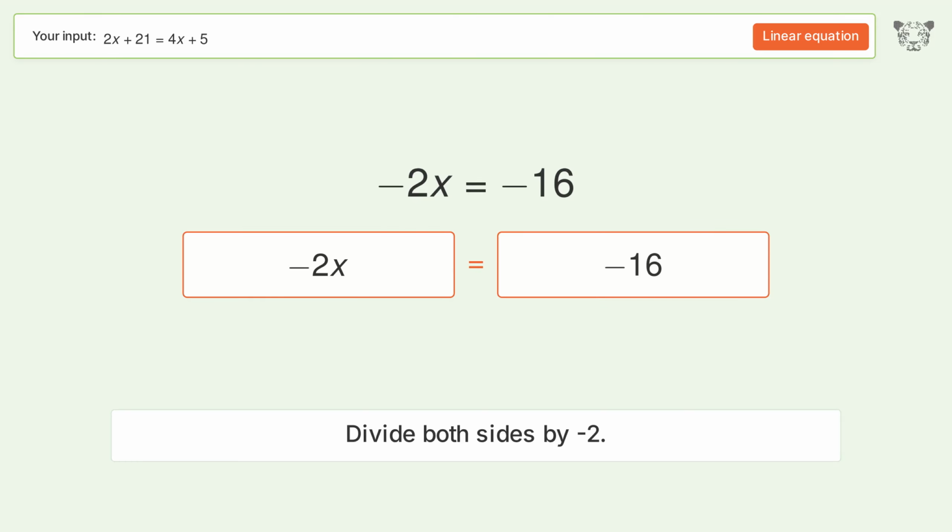Negative 2 is multiplying x. To leave x alone, divide both sides by negative 2.